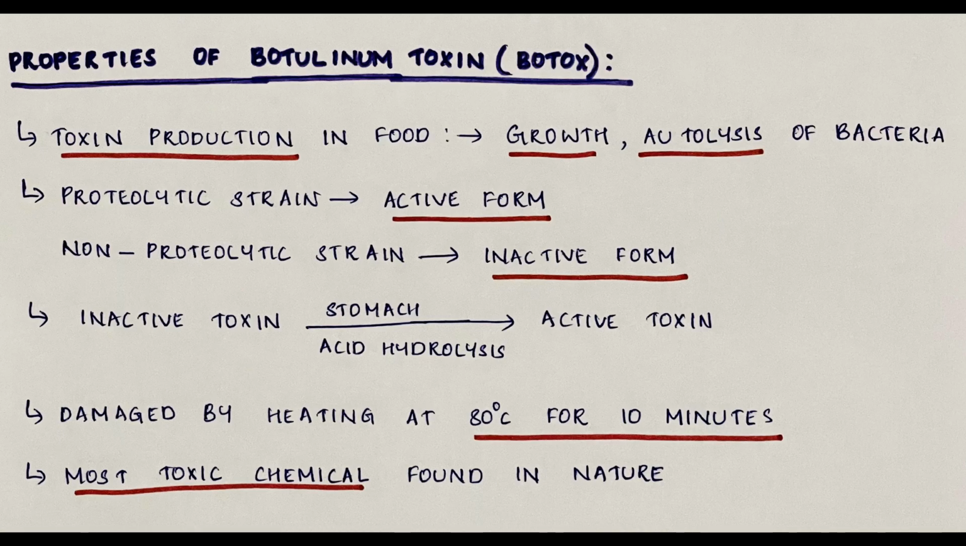Properties of botulinum toxin, which is also called Botox. Toxin is produced in food during growth and autolysis of bacteria. Proteolytic strains produce toxin in active form, but some non-proteolytic strains produce toxin in inactive form. This inactive toxin becomes active in the stomach by acid hydrolysis. Unlike the enterotoxin of Staphylococcus aureus, this neurotoxin is destroyed by heating at 80 degrees Celsius for 10 minutes. Botulinum toxin is the most toxic chemical found in nature.